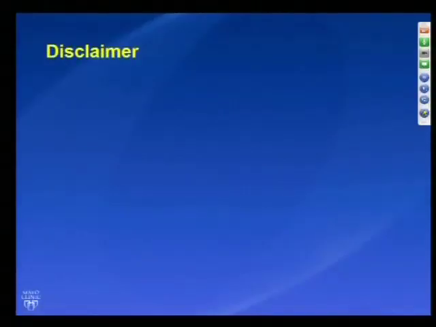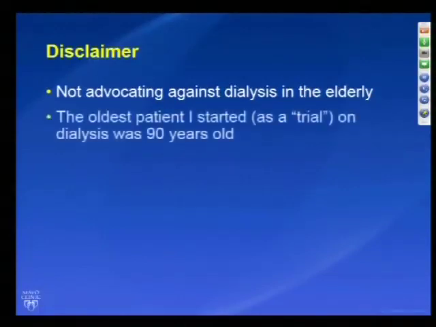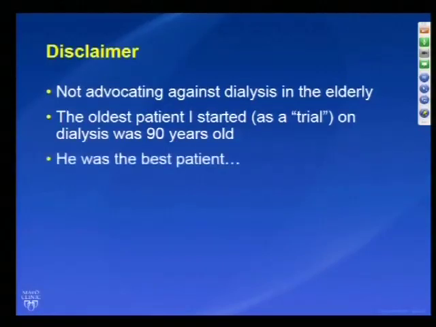I'm going to skip a few slides for the sake of time. I want to say as a disclaimer, I'm not advocating against dialysis in the elderly. Actually, the oldest patient I saw on dialysis as a trial was a 90-year-old. We discussed with him and his family that he was still functioning very well. He had a very supportive family, and we said, well, we can try it and see how you do. So we did place a catheter, and we did dialyze. And he was the best patient ever in my unit.